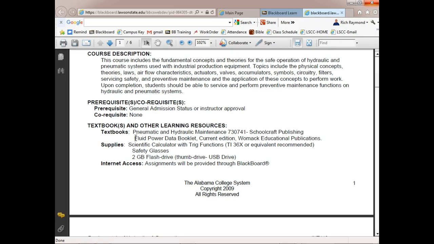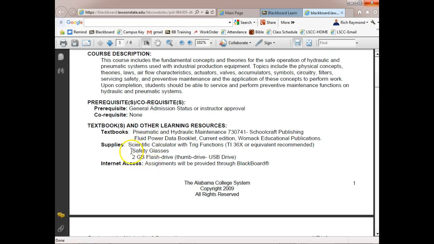And it's a real good course, because I don't know of any manufacturing facility I've ever been in that doesn't use fluid power. In fact, it's so important you even use it at your house. So fluid power is very, very important.